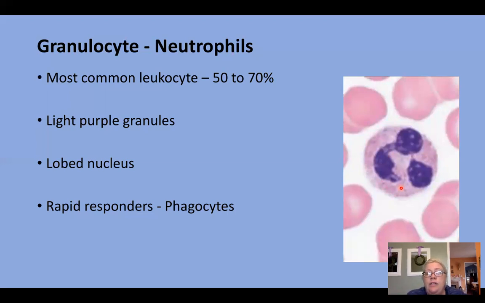Now, neutrophils are rapid responders, and that's why we have so many of them. They are quick to act, and they are phagocytes, or cells that eat other cells. So they're going to rush to the scene, and they don't ask questions. They're just going to eat whatever kind of debris or foreign particle they come in contact with.